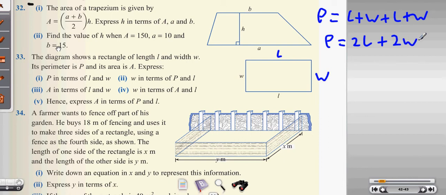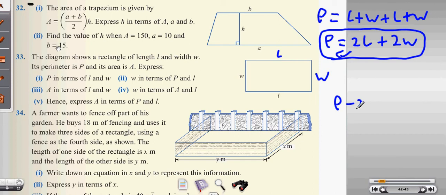Now, the next part of this question is we want to get W on its own, okay? So this is the formula, and we want to get W on its own. To get W on its own, we first need to get rid of the addition, okay? So remember your BODMAS, so it's going to be P minus 2L equals 2W, okay? Now the 2 multiplied by W stops it from being on its own, so it's going to be (P minus 2L) over 2, and that is going to equal W, okay? So that's the solution to that question there.